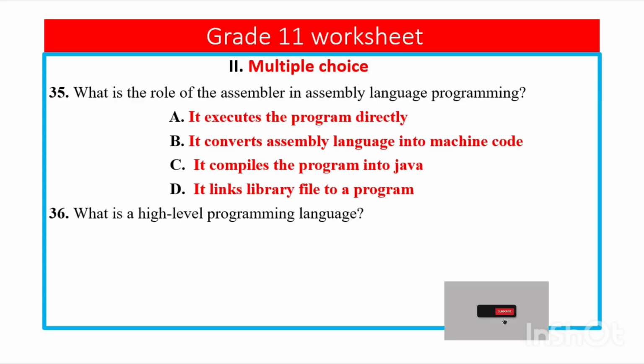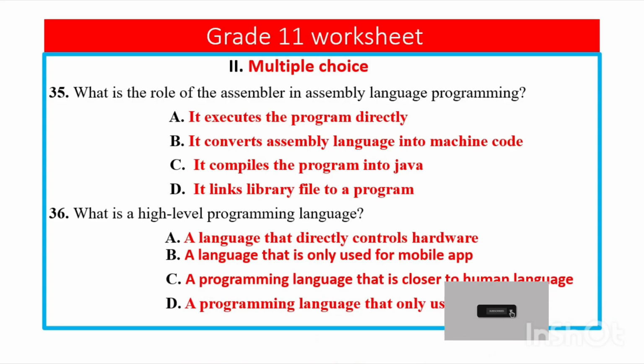36. What is a high-level programming language? A. A language that directly controls hardware. B. A language that is only used for mobile apps. C. A programming language that is close to human language. D. A programming language that only uses binary.